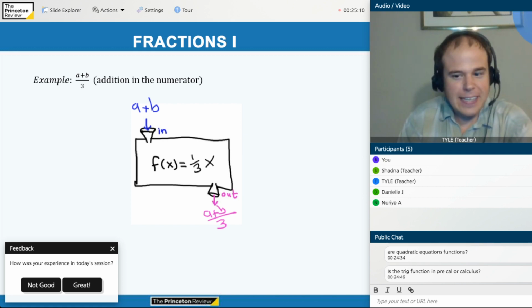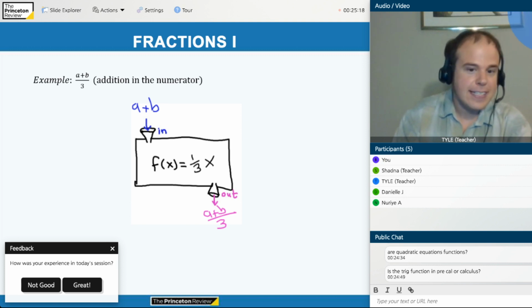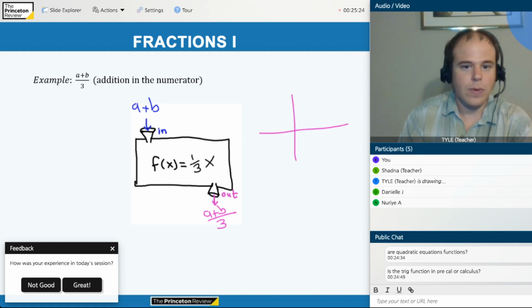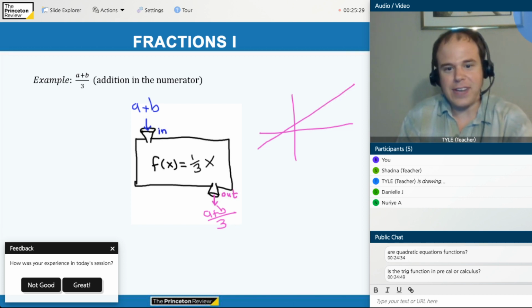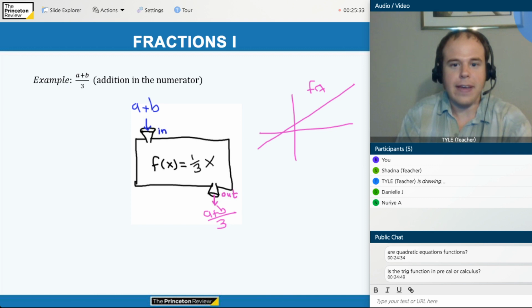Sometimes the teacher will sneak them in during one of your algebra classes, but you'll really work with them in pre-calc. Yep. Good question. So in this case, the function is just that we're dividing by 3. So it's 1/3 x. What does the function 1/3 x look like? Well, I meant to draw it through the origin. Whoops, I missed a little bit. But this is roughly what f of x equals 1/3 x would look like.